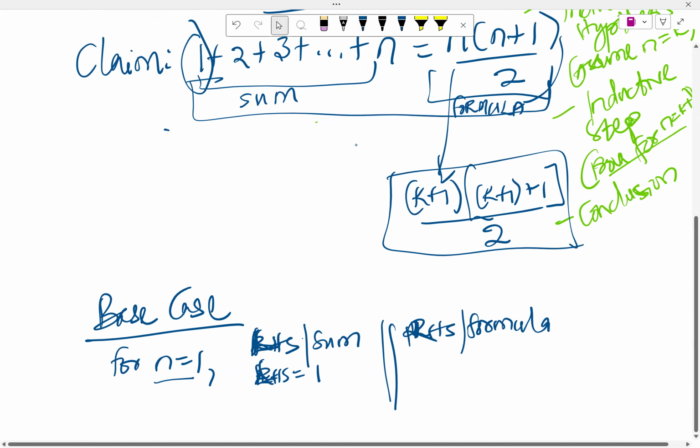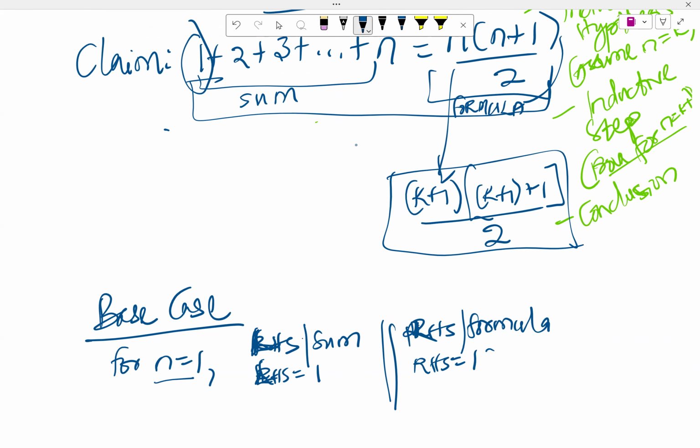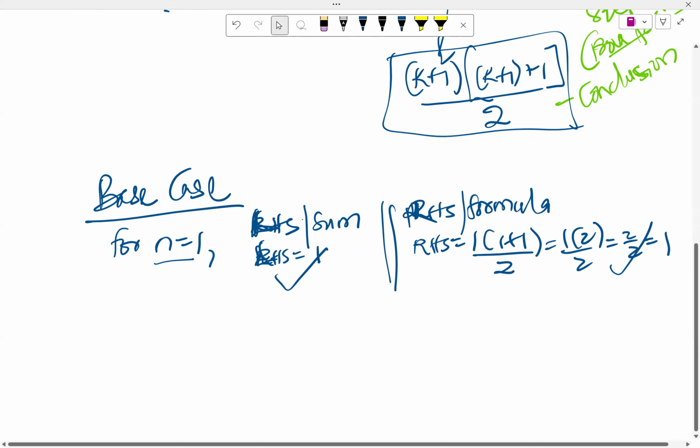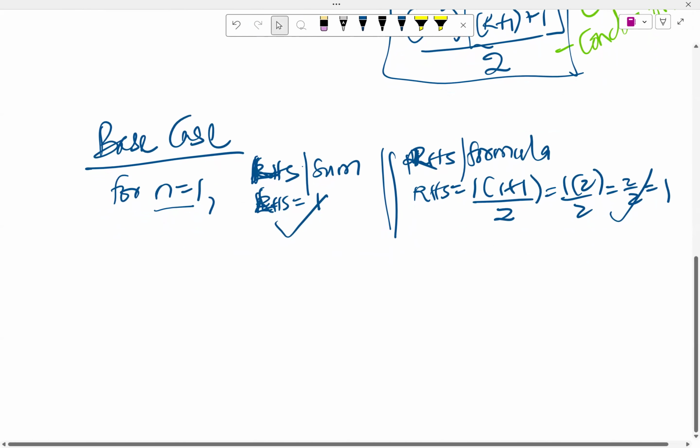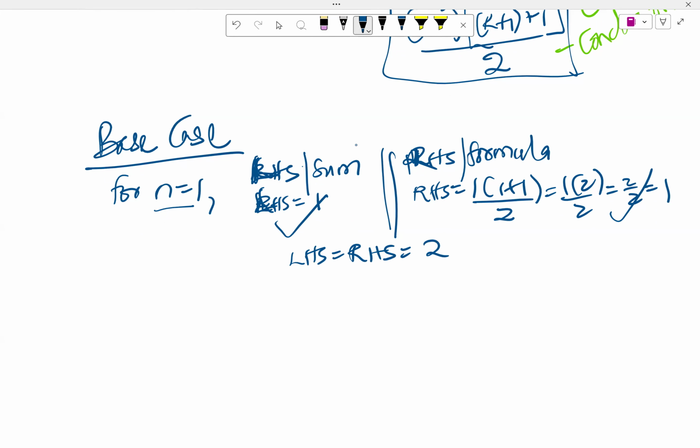So for n equals 1, the right-hand side is equal to 1 into 1 plus 1 all over 2, because it is n into n plus 1 all over 2. That's 1 into 2 divided by 2. That is simply 2 over 2, and that is 1. So you see the left-hand side is equal to the right-hand side. So that means the claim is correct for n equals 1.